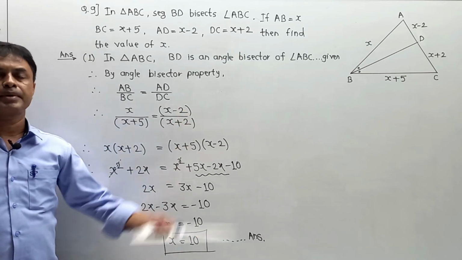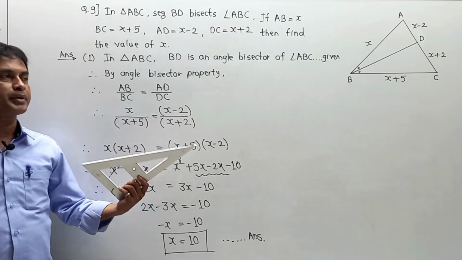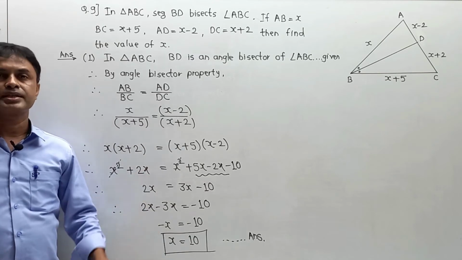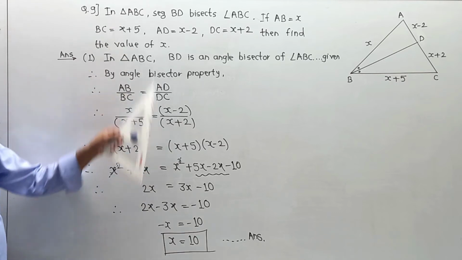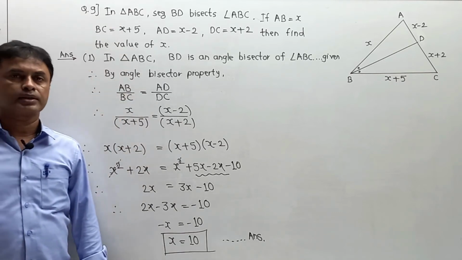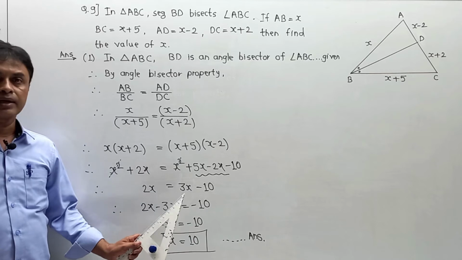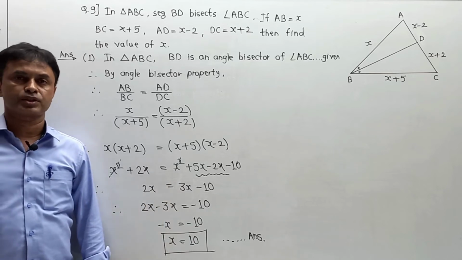It may be possible that they may ask you the length of a side, then we have to calculate AB, that is x, 10, BC is equal to x plus 5 means 10 plus 5, 15, and that depends upon the numerical and the part. Please try to understand it by the entire observation and please make continuous practice of such numericals.